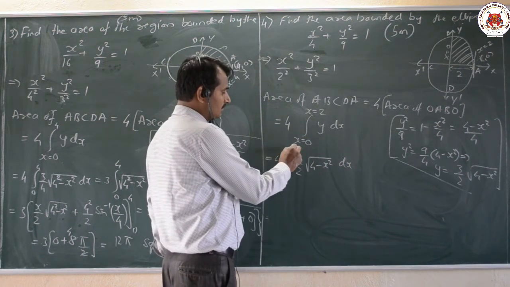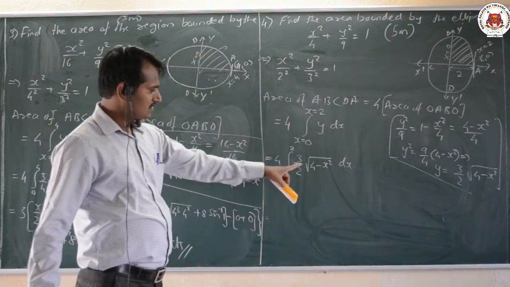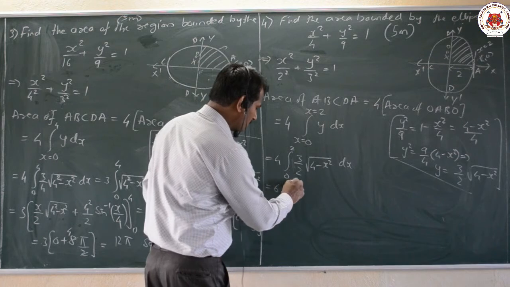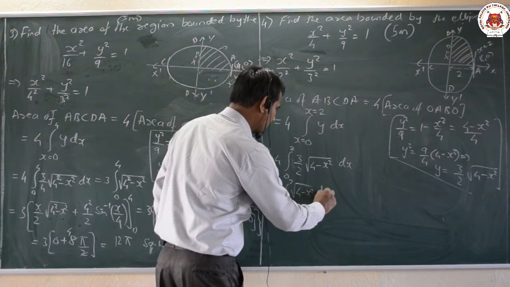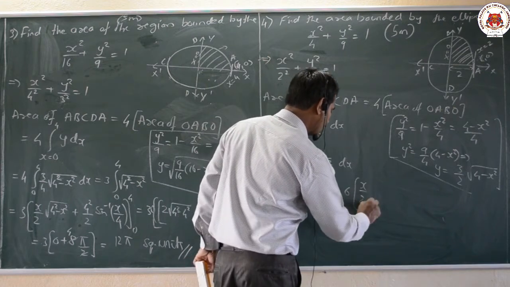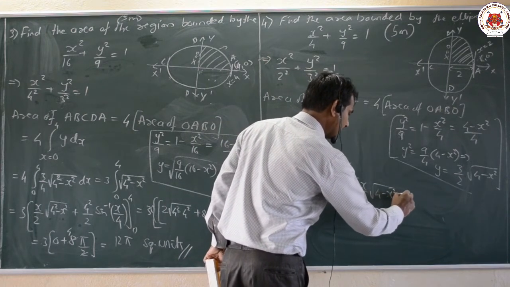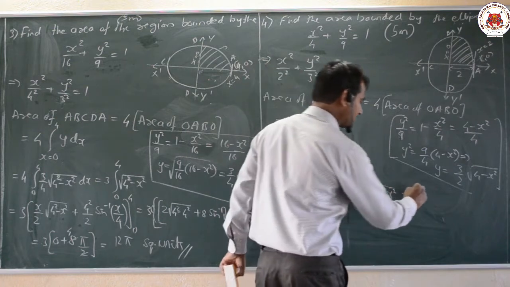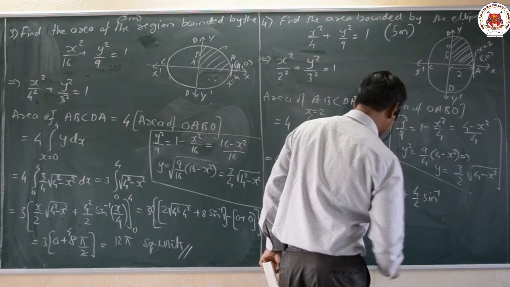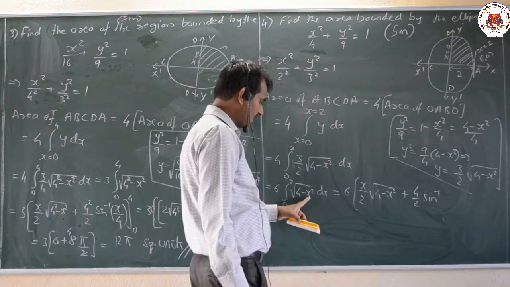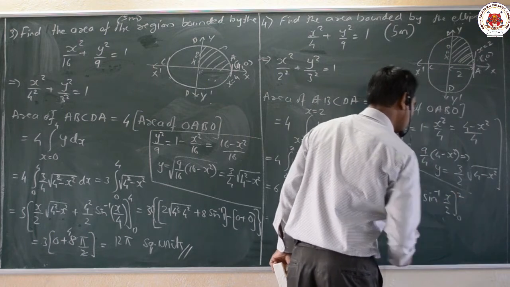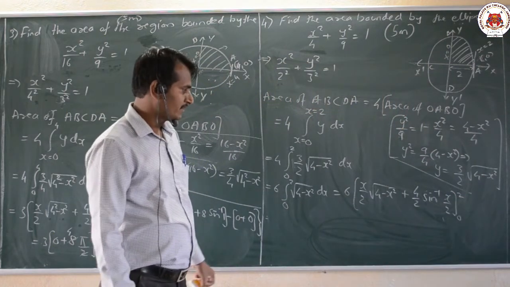Now here the integral is from 0 to 2. Just I will take the constants outside and integrate, that is 6 into the integral from 0 to 2 of root of 4 minus x square dx, which is equal to 6 into x by 2 into root of 4 minus x square plus a square by 2, that is 4 by 2 into sine inverse of x by a, where a is 2, so x by 2, between the limits 0 to 2.